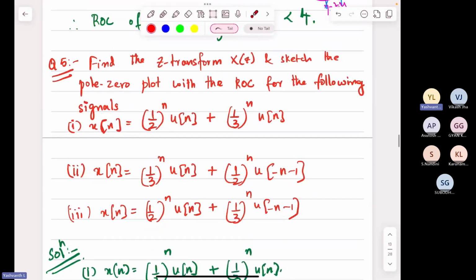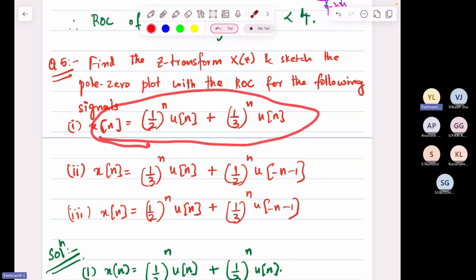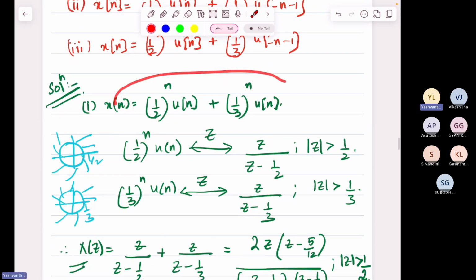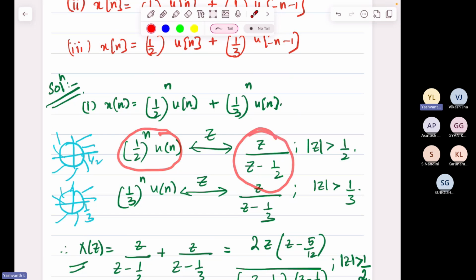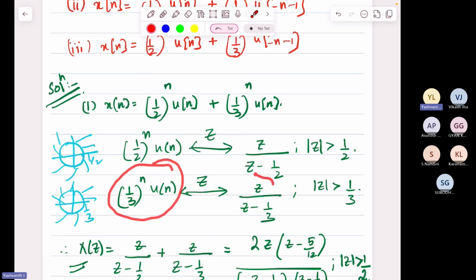The question says, find the Z transform X of Z, the zero-pole plot and ROC. So you are asking for part A, that is x of n is equal to half power n u of n plus 1 by 3 power n u of n. That's what I'm writing here. So half power n u of n will have the Z transform z by z minus half. 1 by 3 power n u of n will have Z transform z by z minus 1 by 3.